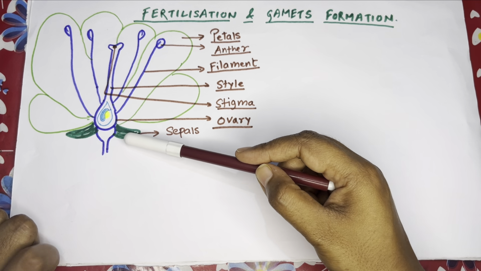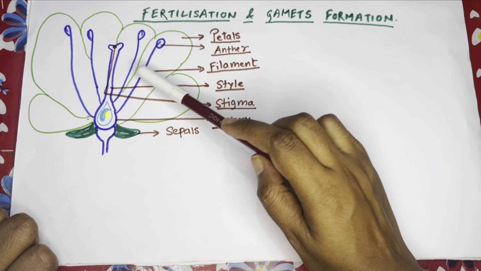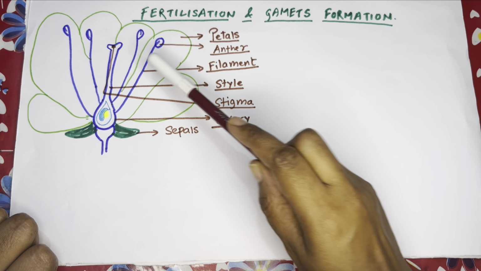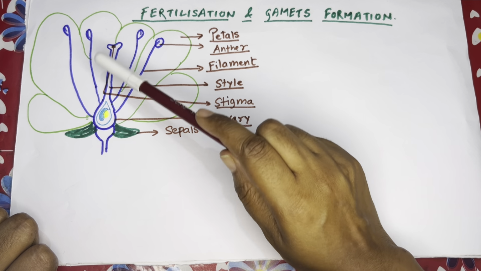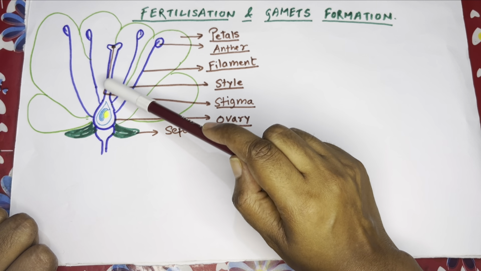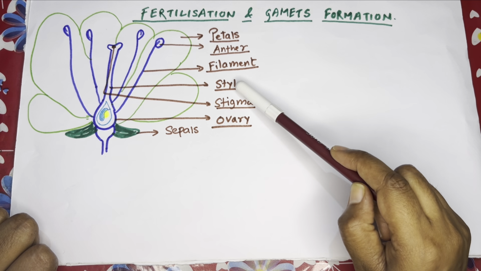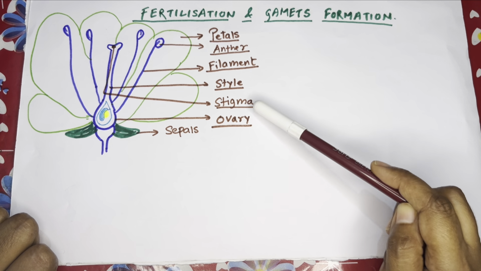The outermost part is called sepal. The colorful parts are called petals. Then this part is called anther. The long part is called filament. This long part again, from the female reproductive organ, is called style. This uppermost part is called stigma.